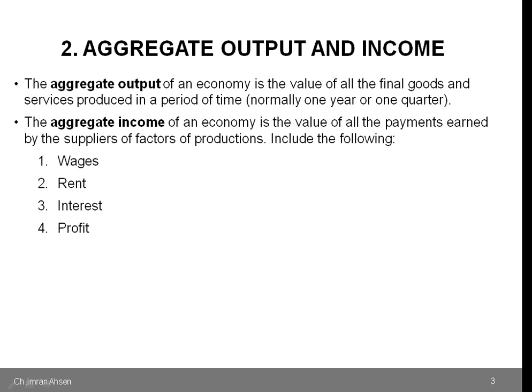Aggregate income is the value of all payments earned by the suppliers of factors of production. So we have 4 factors of production, which are labor, capital, land, and organization. Wages are paid to laborers, rent is paid to the owner of land, interest is paid to the owner of capital, and profit is the difference between revenues minus all these, which goes to the owner or manager of the business.